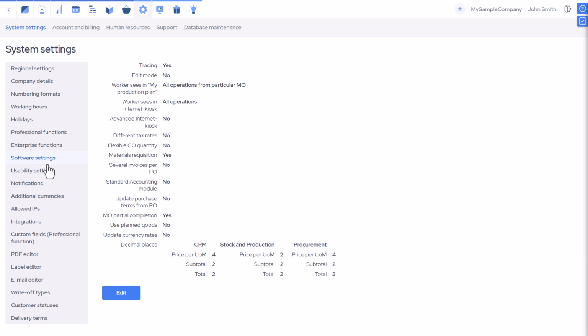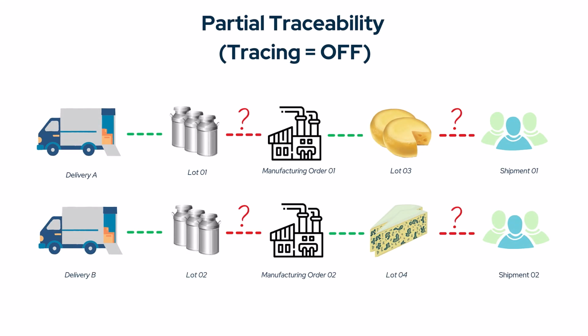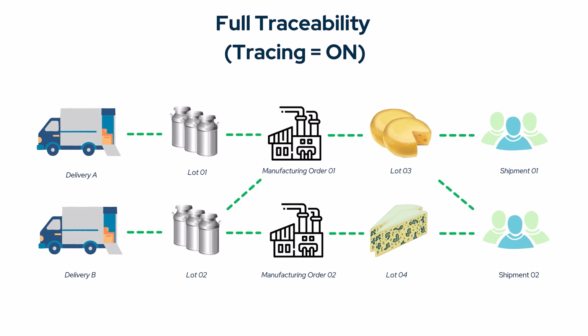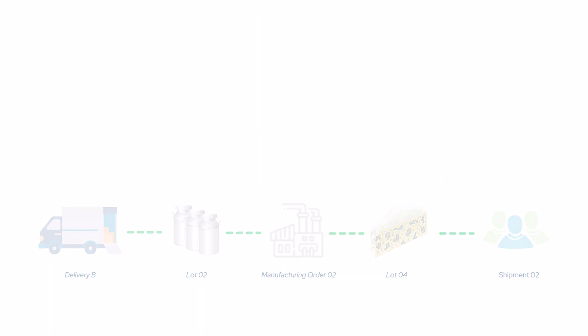Enabling the tracing setting at Settings, Software Settings, enables full traceability for tracking batches of physical goods with MRPeasy. While disabled, you can only label purchased materials or manufactured products to determine their source purchase or manufacturing order. Once you enable the tracing setting, you can also track the batches of products shipped with a particular customer order and the batches of used materials in each production run.